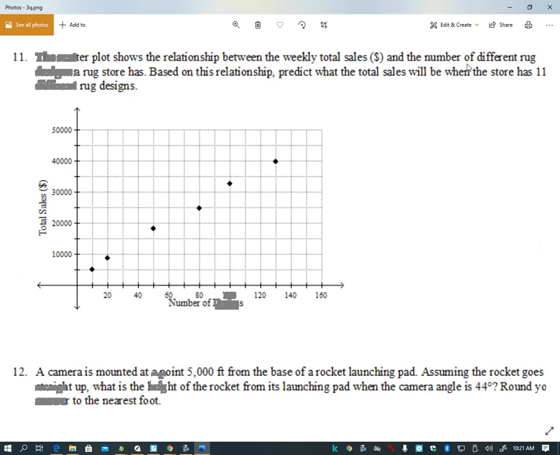All right. 11. For 11, I will accept a range of values. A scatter plot shows the relationship between the sales and the number of rug designs a rug store has. Based upon that relationship, predict what the total sales will be when the store has 11 different rugs. Now, this is what I would say you should look for if you want a really accurate answer: you look at this point and this point. Why do you think I looked at those 2 points? Because they're actually on coordinates, right?